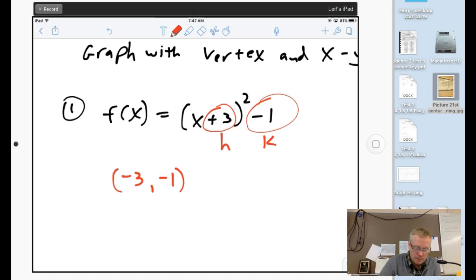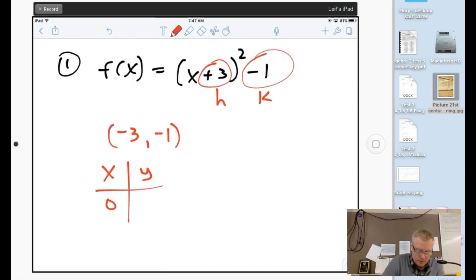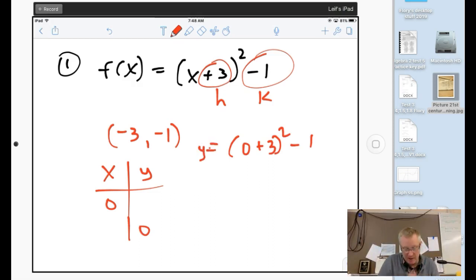All right, so let me get back to this. I know what the vertex is. I'd like to know the x and the y intercepts. So to find the y-intercept, let me plug in 0 for x, which will give me (0 plus 3) squared minus 1 will equal my y-intercept. Okay, 3 squared is 9, 9 minus 1 is 8. So that's what I get there.